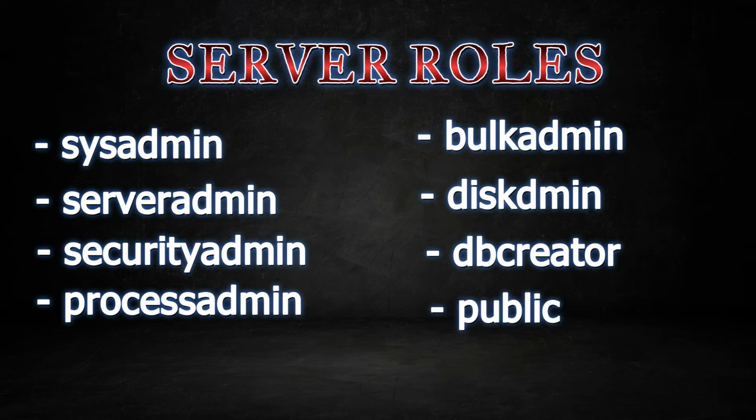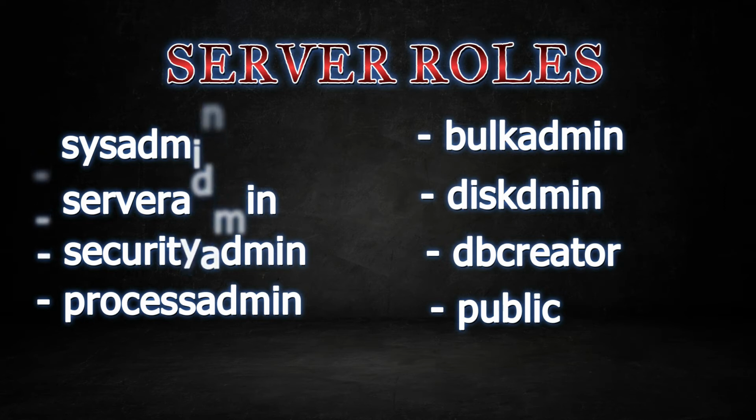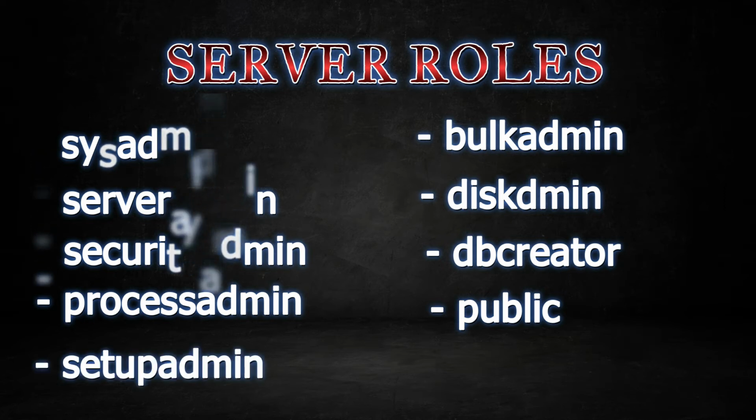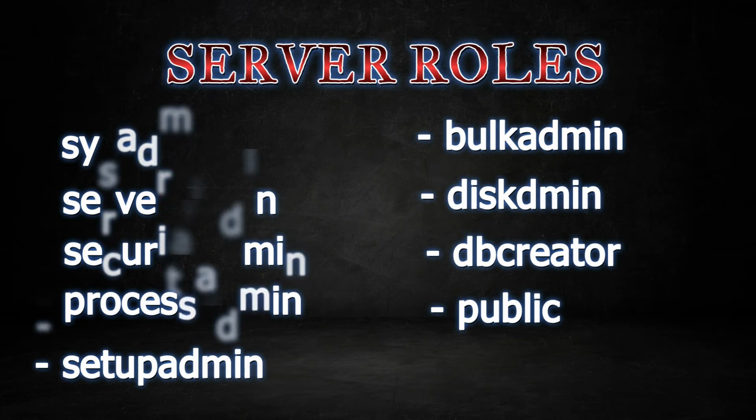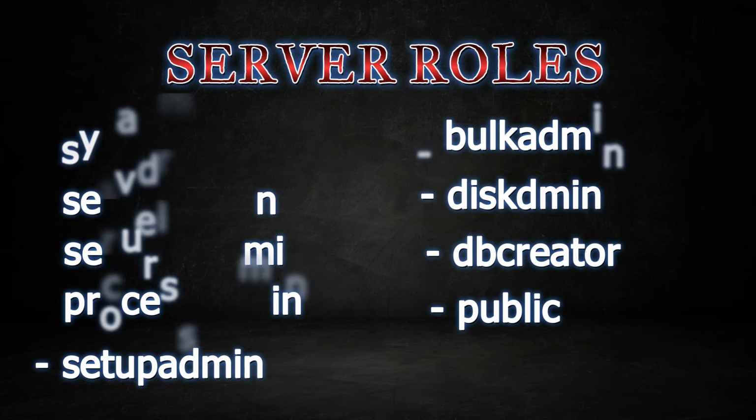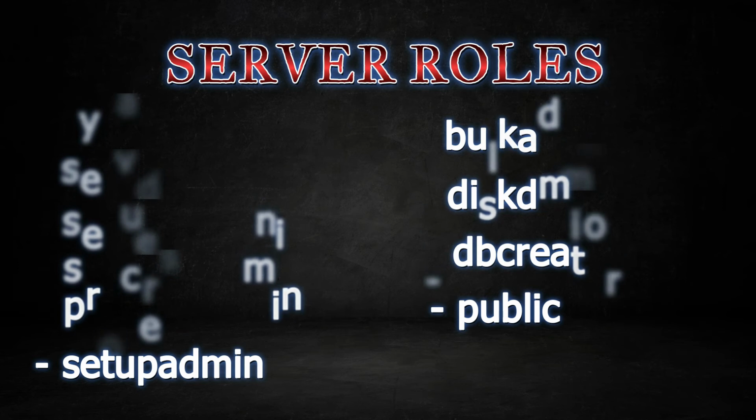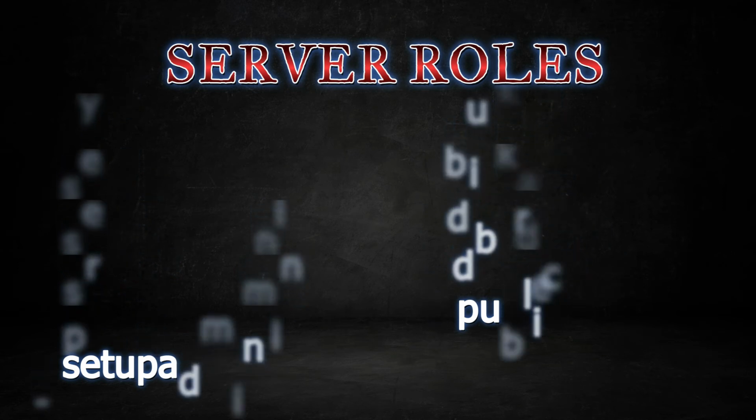And you have the public role, which we touched on briefly earlier in this course. Whenever a SQL Server principal hasn't been granted or denied a specific permission on a securable object, the user inherits the permission that is granted to public on that specific object.